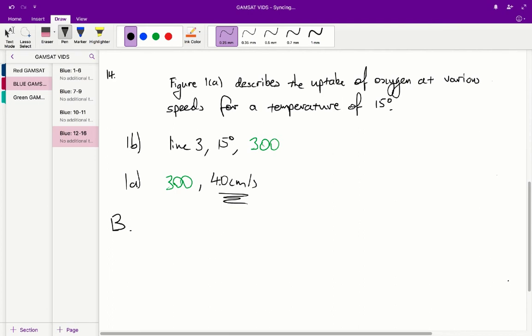The reason why we can use the oxygen uptake value in figure 1b in figure 1a is that we've matched up the temperatures. Figure 1b, at the value of 300, is at 15 degrees, which is the value coincidentally that figure 1a is using for its temperature. So therefore we can say that for line 3, the speed will be 40 centimeters a second, and therefore the answer is B.